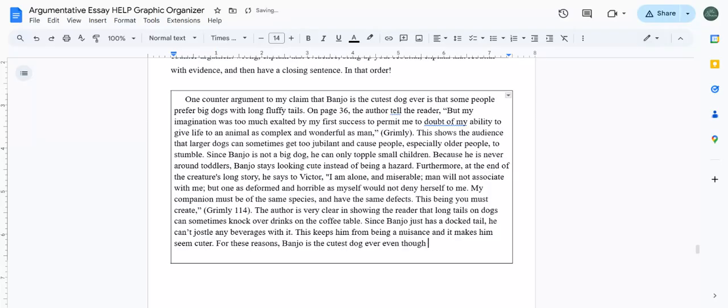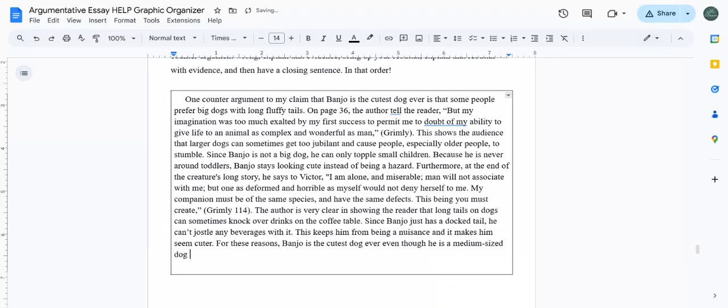even though he is a medium-sized dog and let's see, his tail is very small. Very small is a little boring. Let's look up a synonym. Synonym for very small. Minute, little, slight. He's a wee tail. Miniature, puny, cramped, limited, dwarfish.